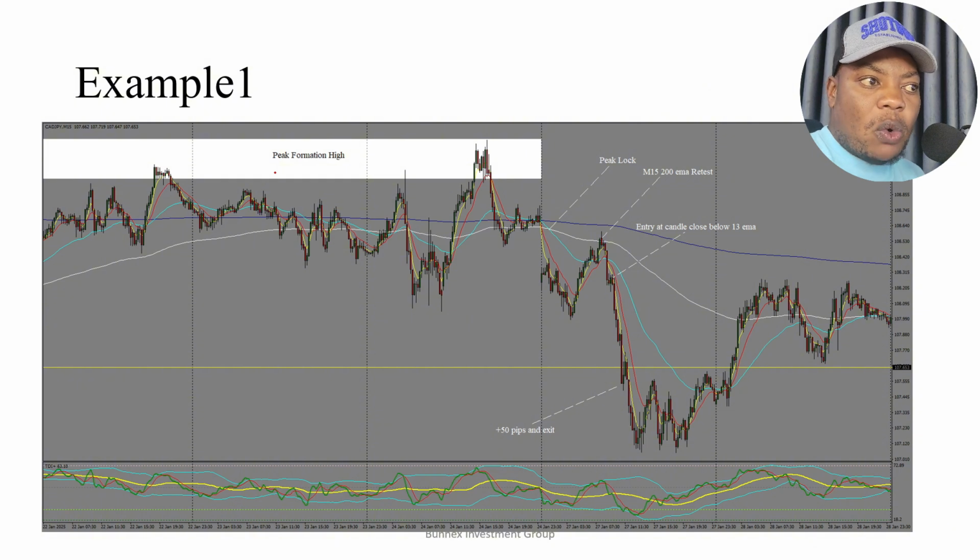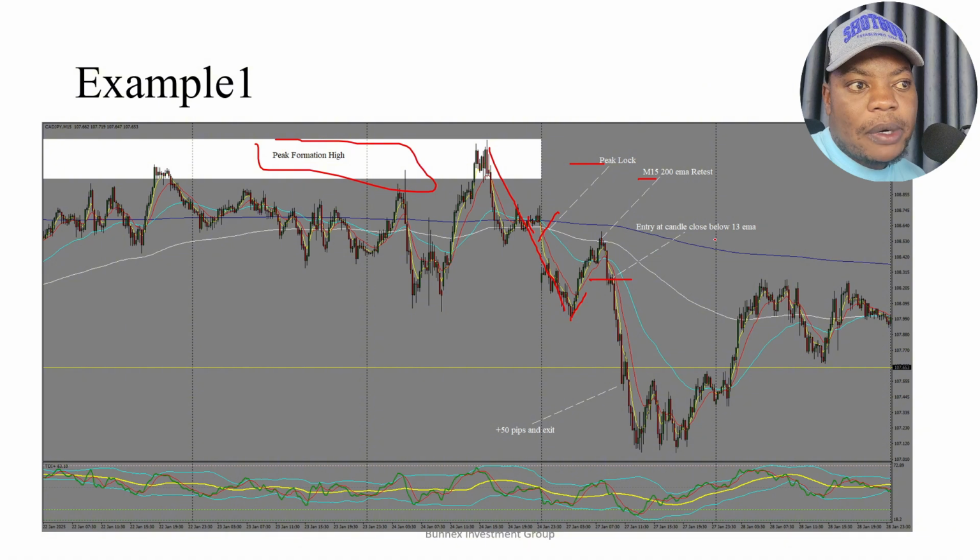All right, so here's example one. In this particular case, I have already marked the peak formations using the H4 time frame. So in this case, this is a peak formation high. We can see a peak lock as our first step after the 50 in white, 50 in blue, and 200 in white have crossed here. After that, we can see that this was an impulse and the market makers had to close off some positions. That is why we can see this pullback, and we can see step 2, the M15 200 EMA retest, and then the candle closure, which occurred here.